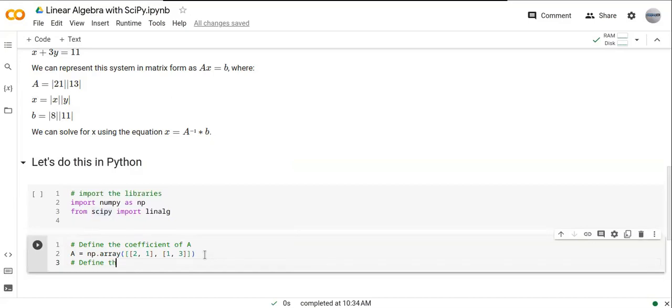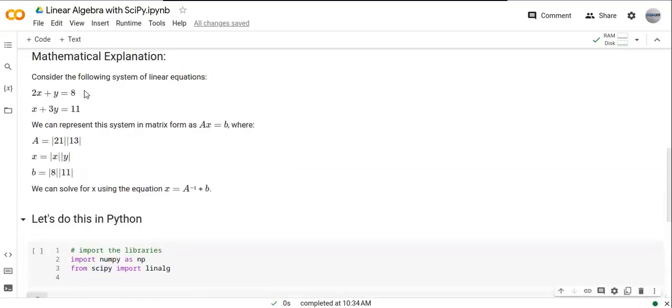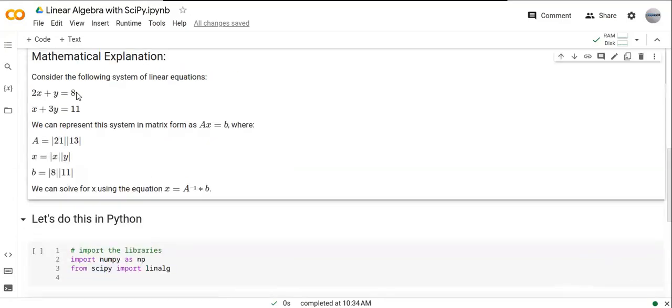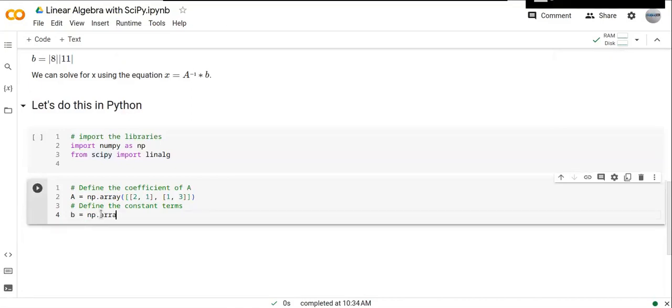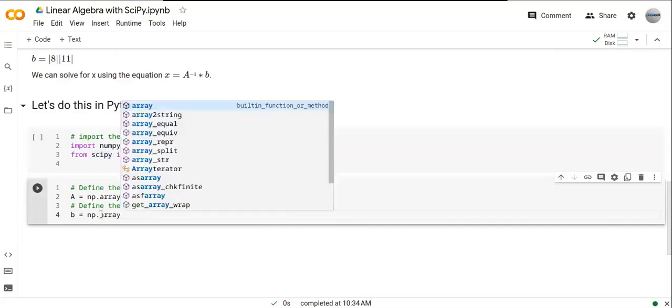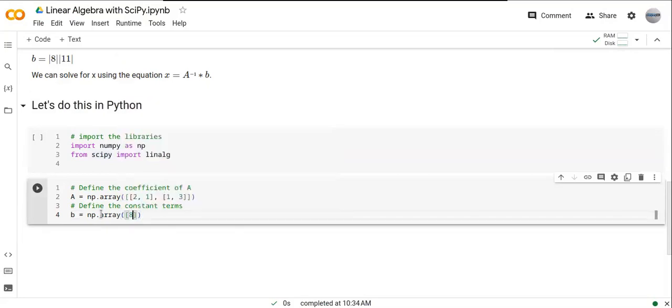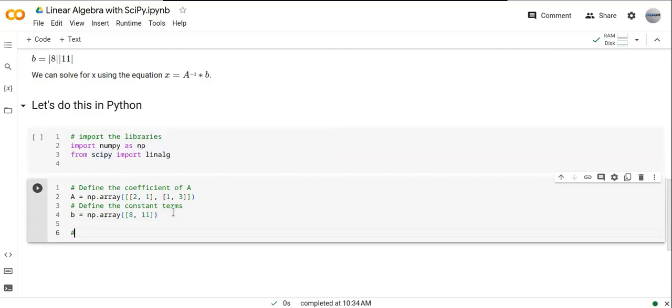Now let's define the constant terms of the linear equation. The constant terms are 8 and 11. Okay, that is B, so np.array. This is one dimensional. Now let's solve for the x of the equation.